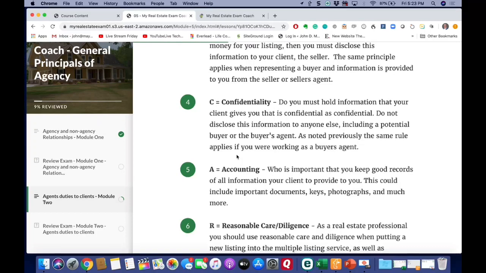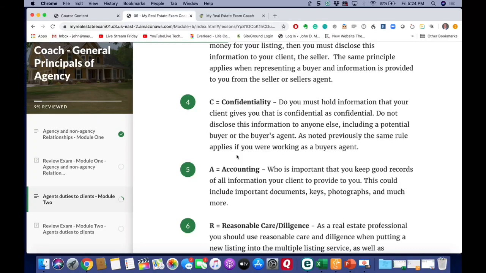You could be working with a buyer and they've sold their home, they have to move very quickly because of a job or a school. If they don't want you to disclose that, you have to keep that confidential. Otherwise, it hurts their bargaining and their negotiating position.